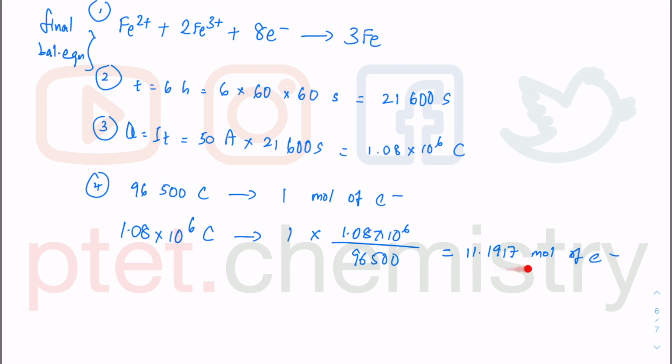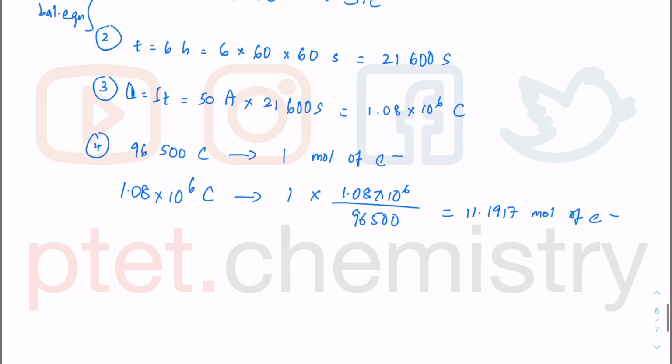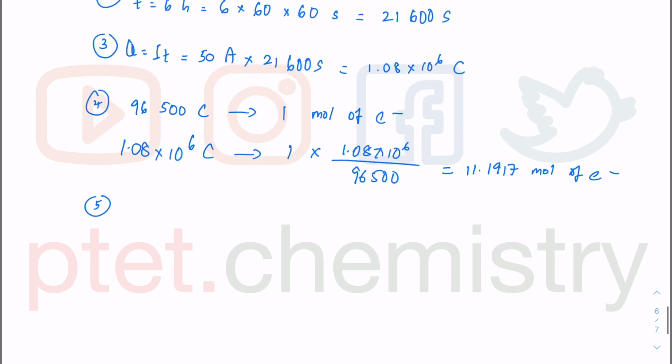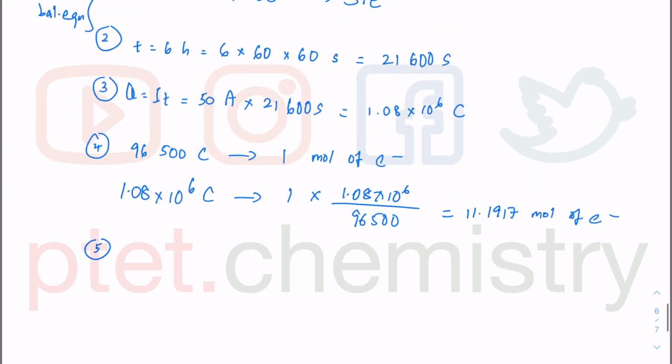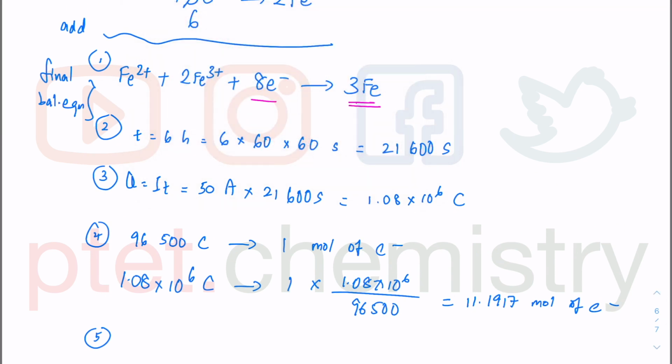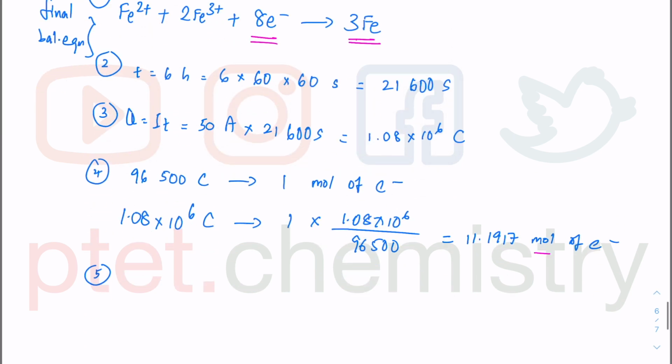I do not want to round up too early because it's not the last part of the question yet. The last part of the question is to calculate the maximum mass of iron metal. I need to look back at my balanced equation. This is the iron metal. This is the electrons. I have the moles of electrons. So the moles of iron is to the moles of electrons.